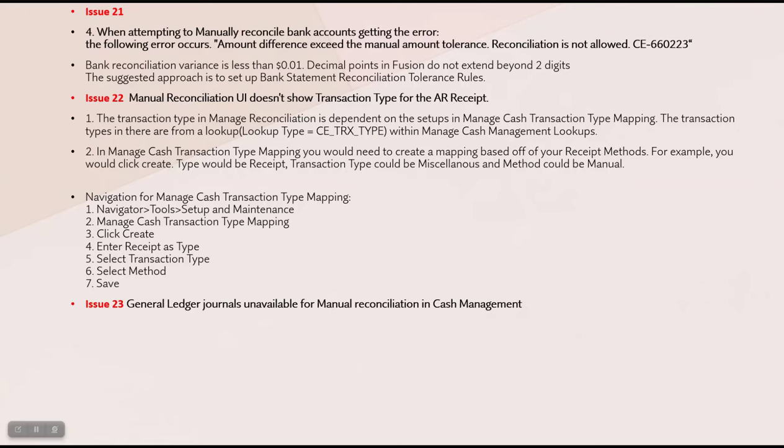Issue number 23, general ledger journals unavailable for manual reconciliation. Again, you can also reconcile any GL journals which are related to the cash account of the bank. You can reconcile them with cash management. In some cases, this journal is not available for manual reconciliation in CE.